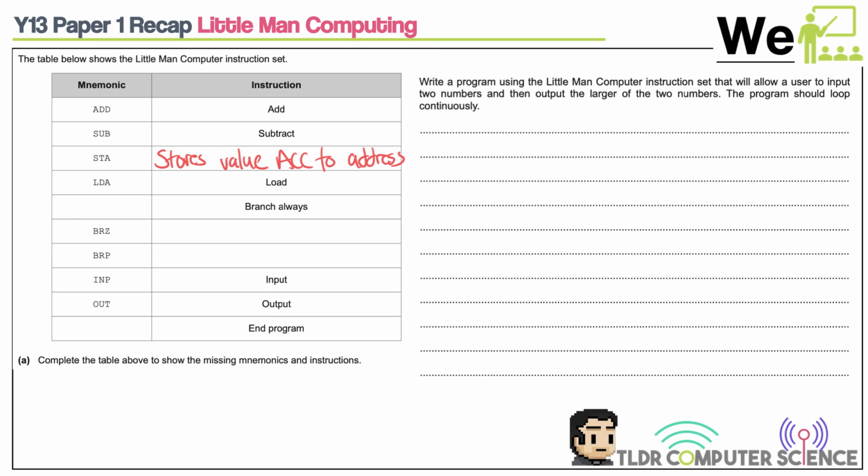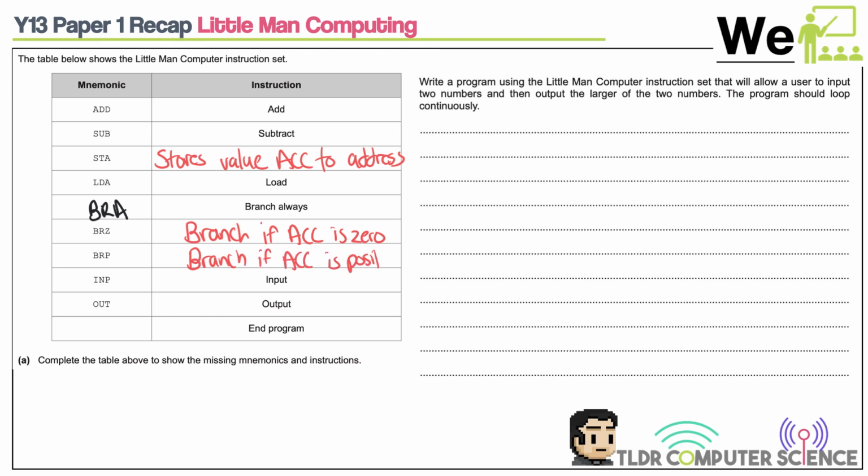Branch always. That says, whatever the value held in the accumulator is, branch to the section of code that you indicated. Do you remember what the code for this is? BRA, and then BRZ. It's branch, but under what conditions? Branch if what is 0? Absolutely, if the value in the accumulator is 0. BRP: if what is positive?